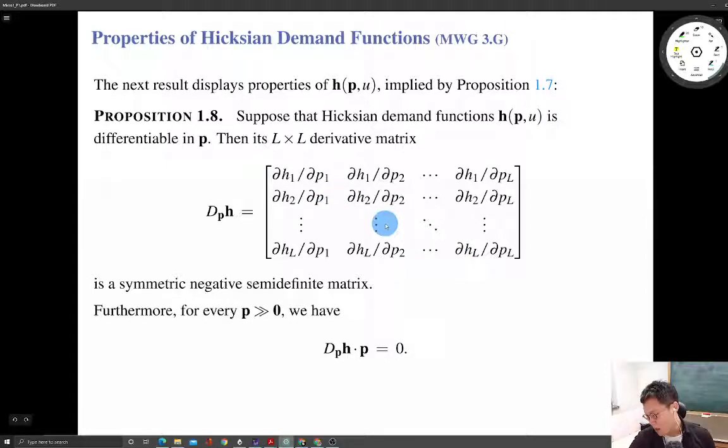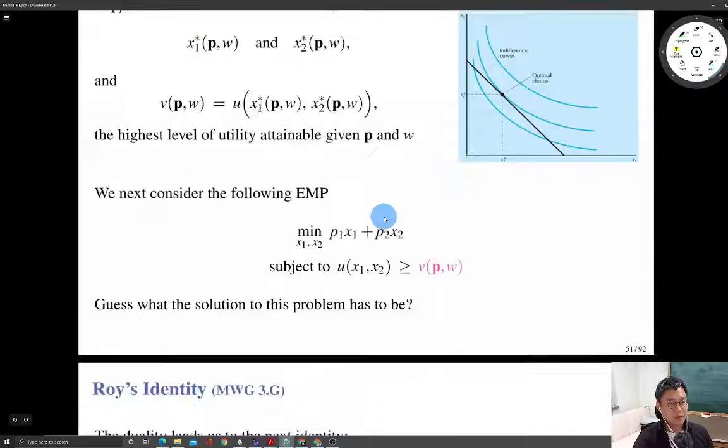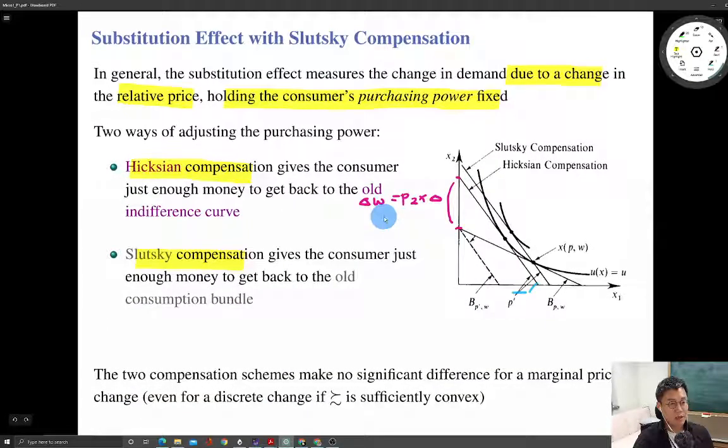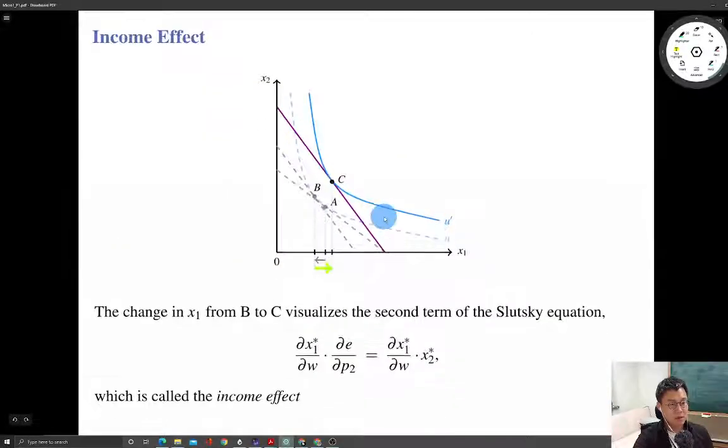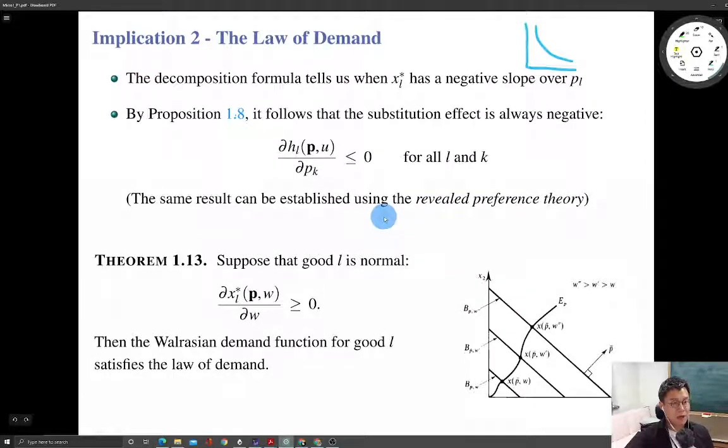How can you say that? From the fact that the Hicksian demand has a negative semi-definite derivative matrix, it implies that the substitution effect, this should be P sub L. If we consider a change in the price of good L and consider the substitution effect on demand for its own good L, that is always negative. So its own substitution effect is always negative. How can I say that?